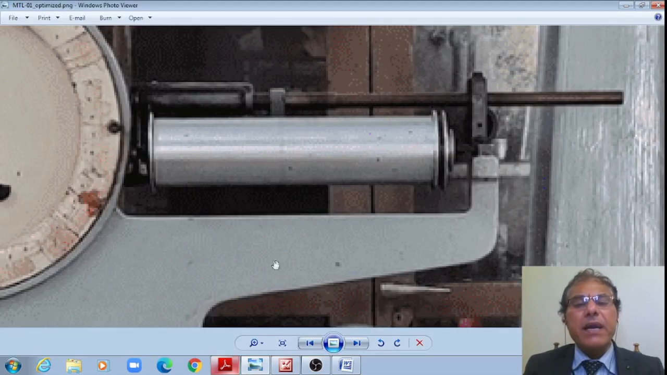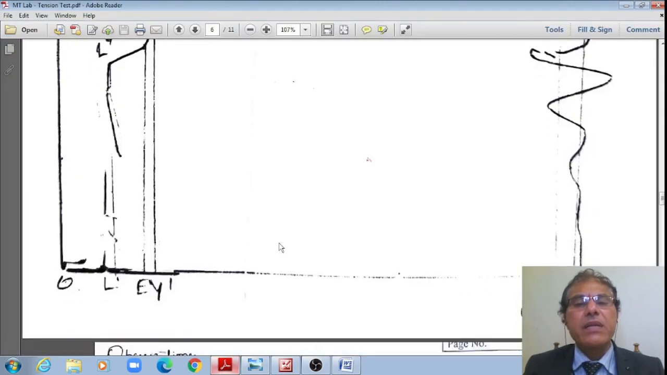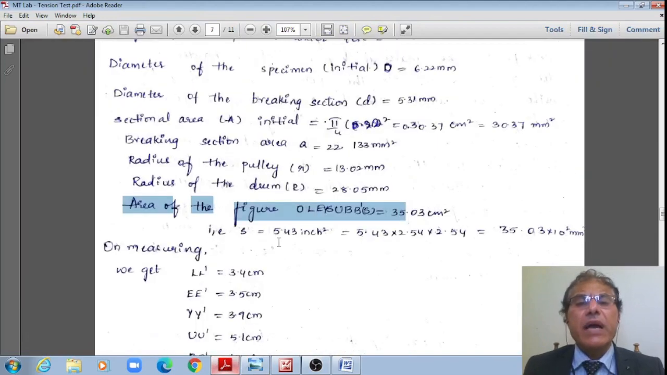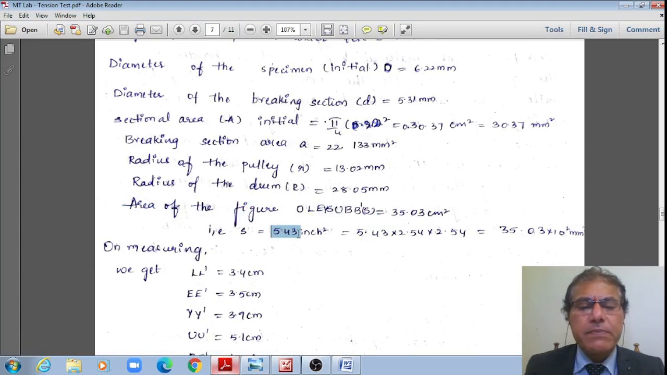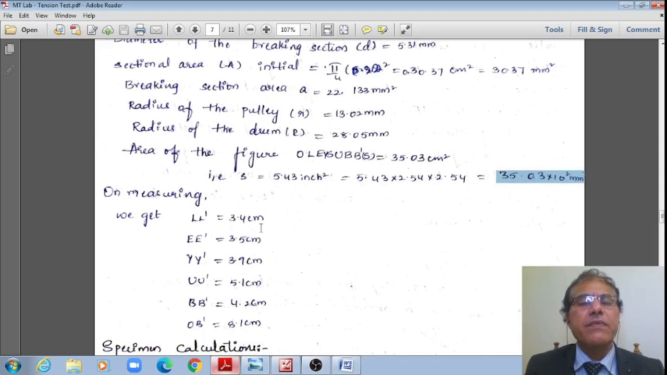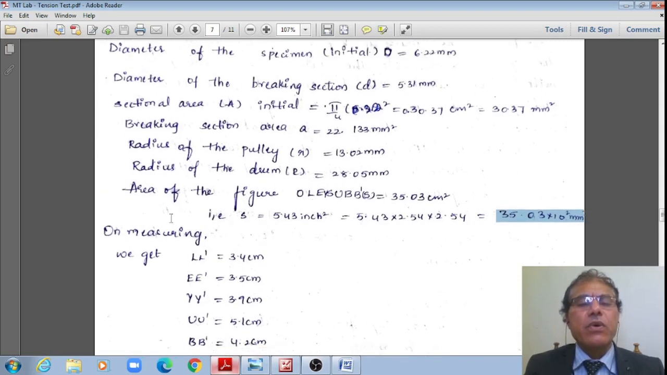Therefore, I obtained that result as, say, actually this planimeter will measure in terms of inch squares, right? That I already explained while conducting the experiment. I got 5.43 inches square, therefore that multiplied by 2.54 whole square. Now it works out, say, 35.03 centimeter square, or 3503 mm square as appropriate. These are the different observations that I had just now.